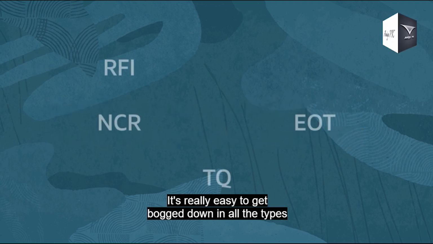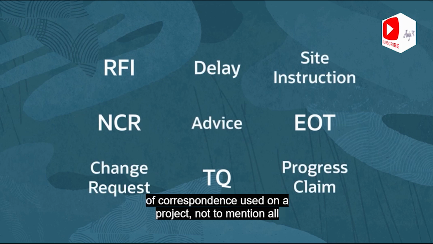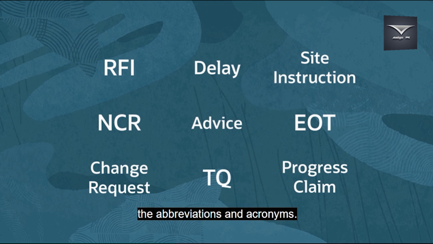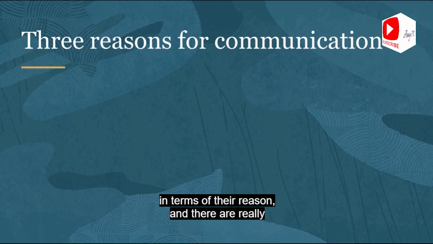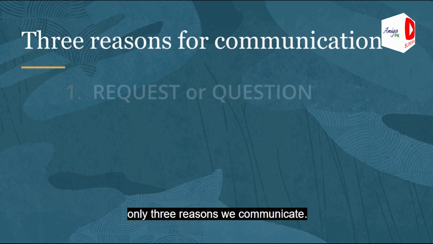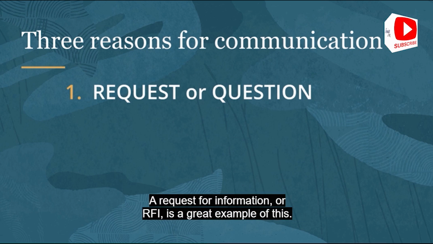It's really easy to get bogged down in all the types of correspondence used on a project, not to mention all the abbreviations and acronyms. It's much easier to think about communications and correspondence in terms of their reason. And there are really only 3 reasons we communicate. The first is asking questions or requesting something. A request for information, or RFI, is a great example of this.